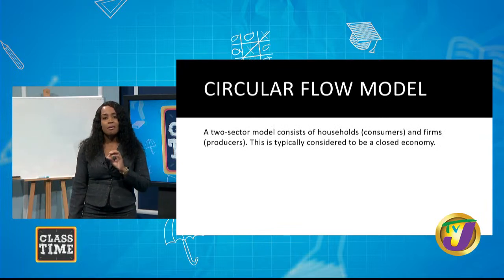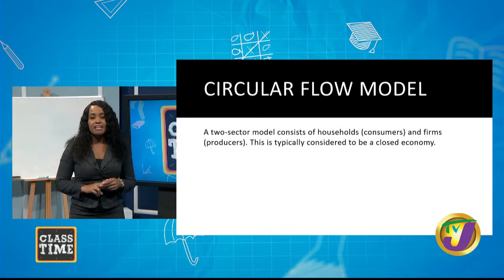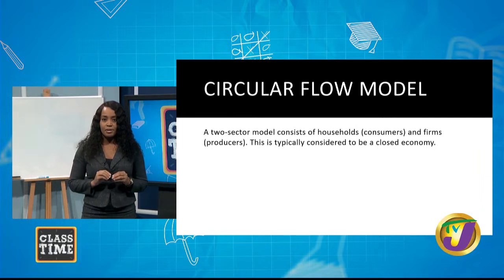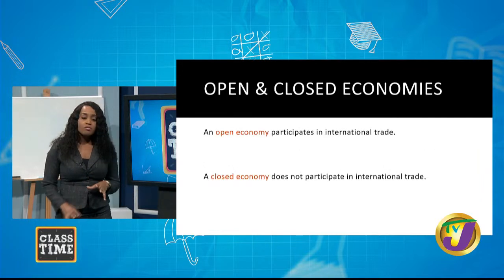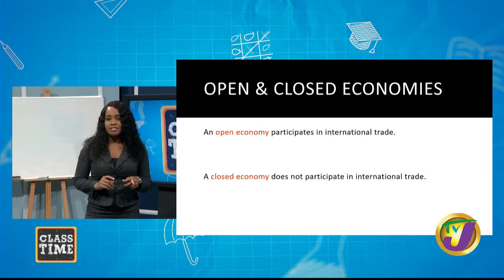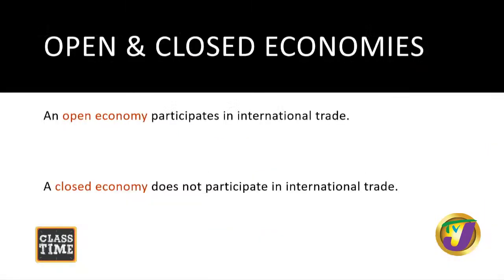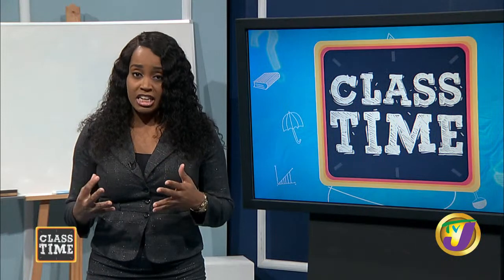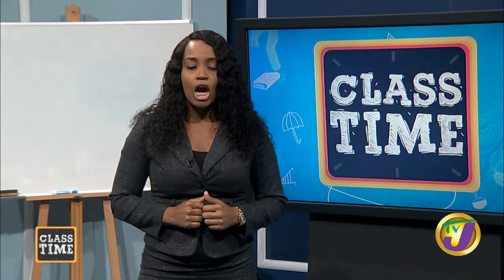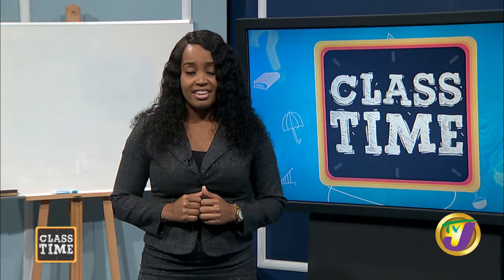So, the two-sector model considers households and firms as the main decision makers in the economy. Households are also referred to as consumers, and firms are also referred to as producers. I mentioned earlier an open economy and a closed economy. When we're talking about an open economy, we're talking about a country that engages in imports and exports, meaning that there's interaction in the international market. On the other hand, a closed economy is a country that does not engage in trade.